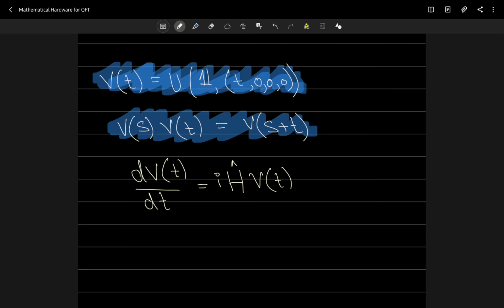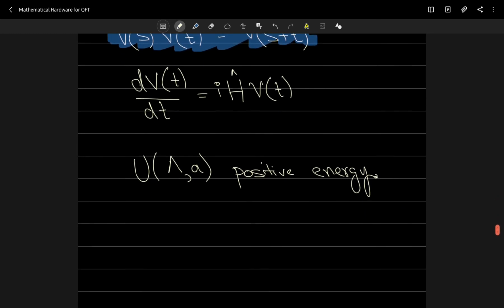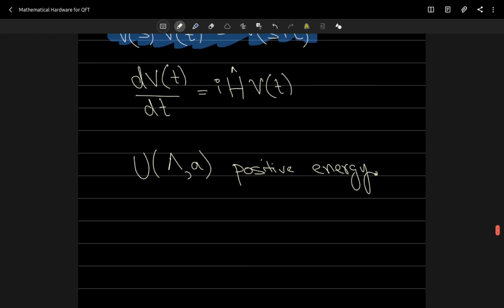And we require that these U lambda a have positive energy, right? So it has to be positive energy, right? What do I mean by that? That the spectrum of eigenvalues of the Hamiltonian operator is positive.